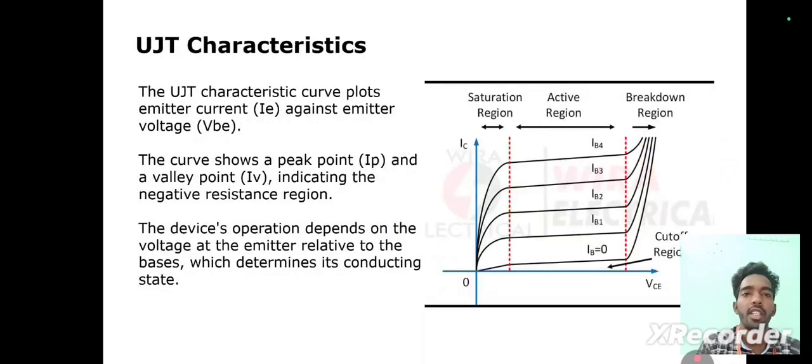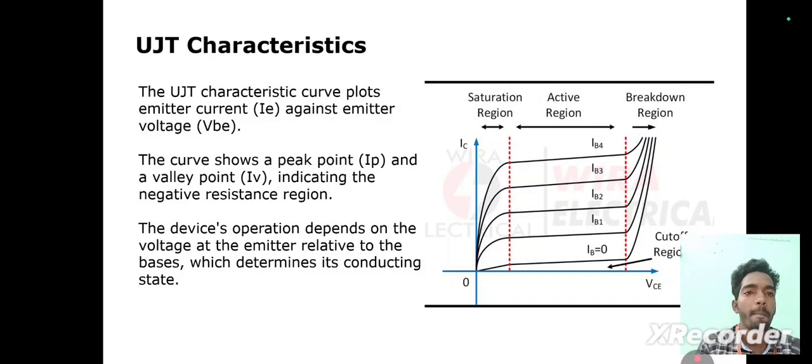Next, UJT characteristics. The UJT characteristics curve plots emitter current IE against emitter voltage. The curve shows a peak point IP and a valley point, indicating the negative resistance region. The device's operation depends on the voltage at the emitter relative to the bases, which determines its conducting state.